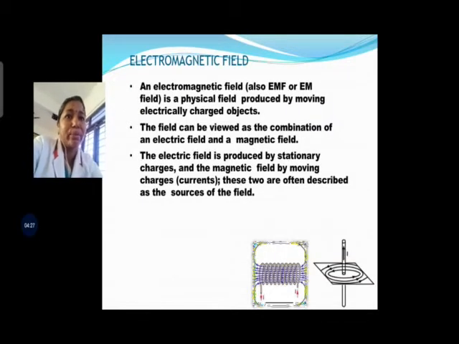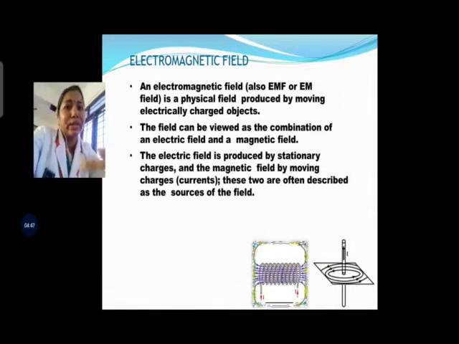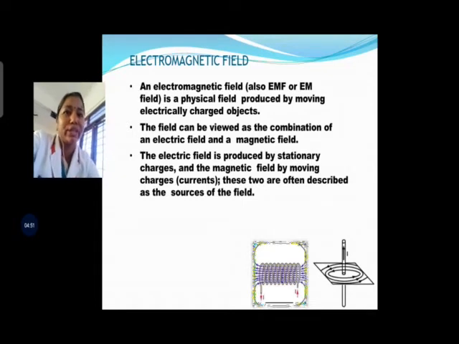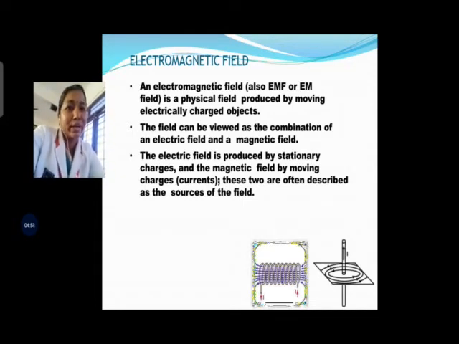So for electromagnetic field, EMF or EM field is a physical field produced by moving electrically charged objects. The field can be viewed as the combination of electric field and a magnetic field. The electric field is produced by stationary charges and the magnetic field is produced by moving charges like currents. If current is flowing through the coil, magnetic field is produced around the coil. So we have studied about this. So current carrying conductor, around the conductor we will get magnetic field.